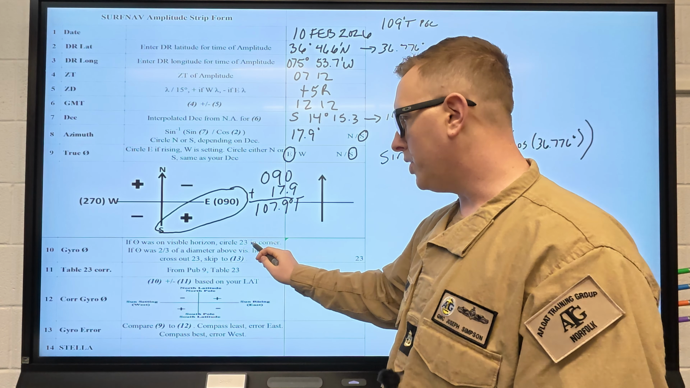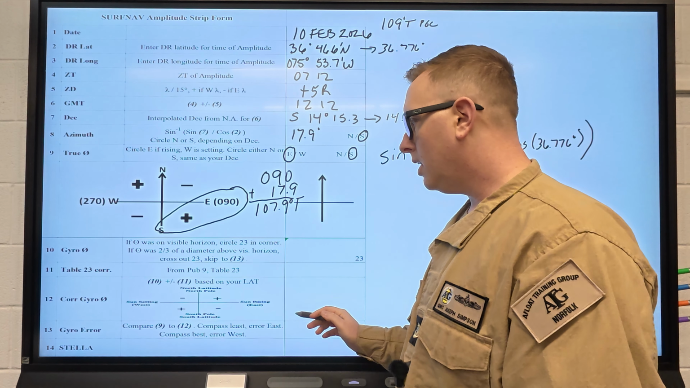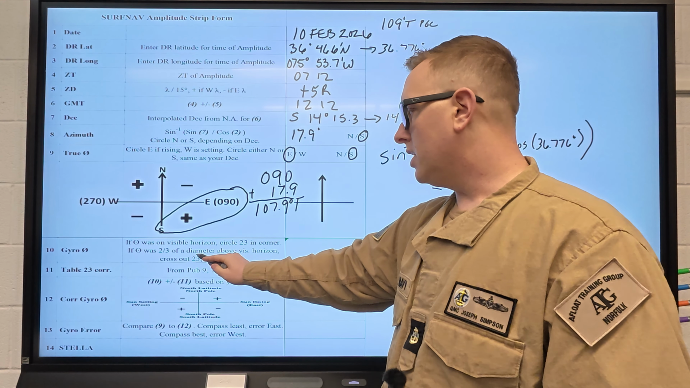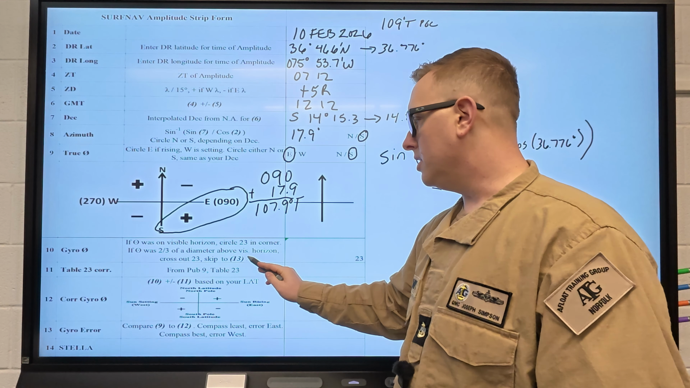Number 10, if the sun was on the visible horizon, not 2/3 of its diameter above the horizon, circle 23 in the corner. If the sun was 2/3 of its diameter above the horizon, cross out number 23 and skip to 13. For this case, I shot the sun when it was 2/3 of its diameter above the horizon.